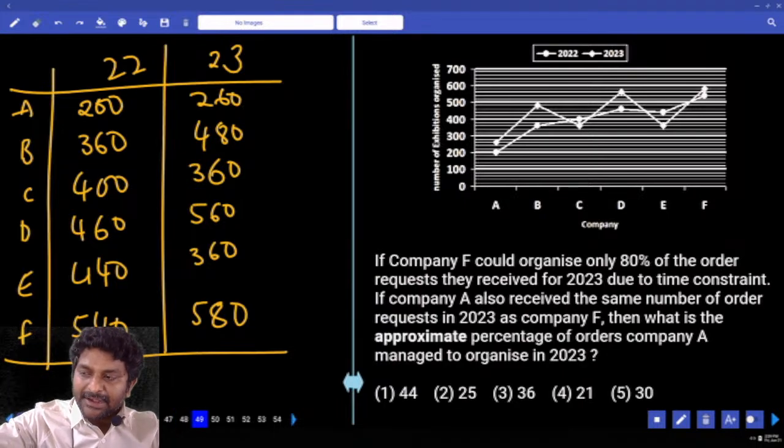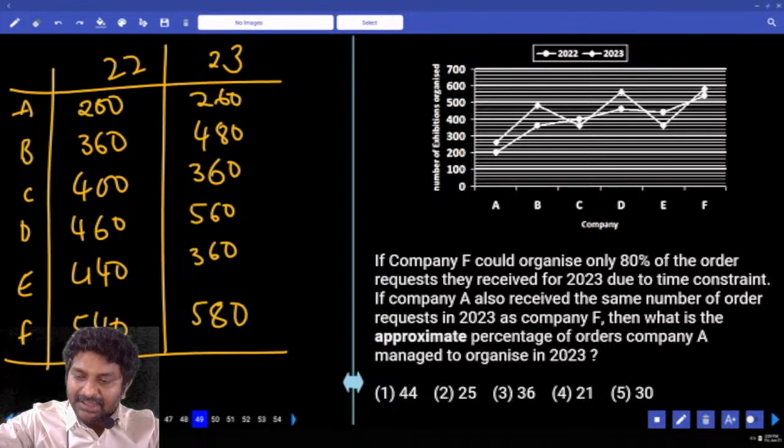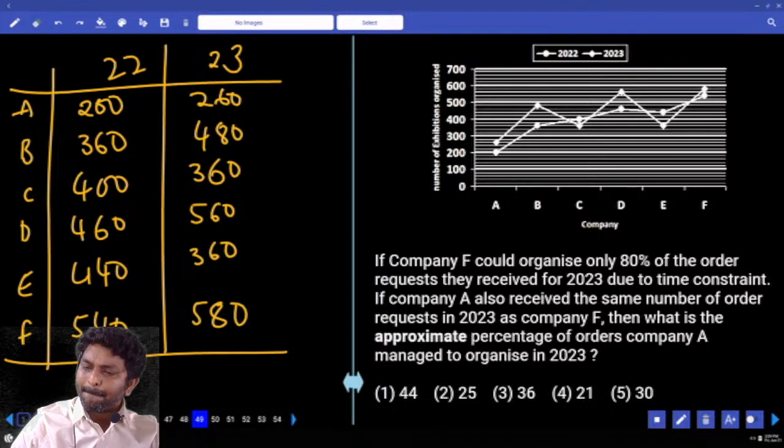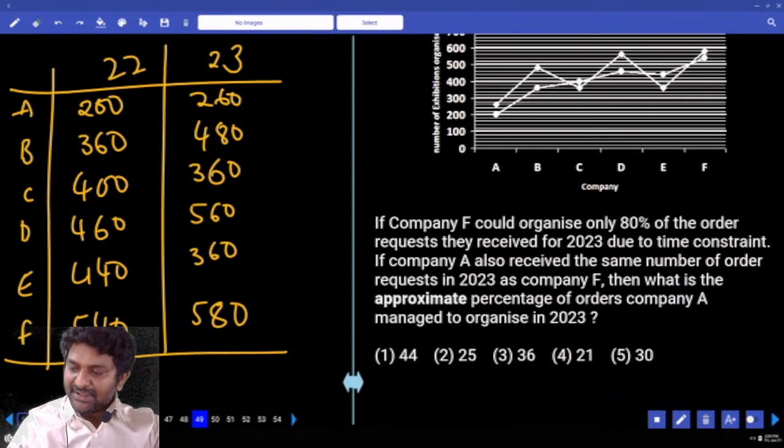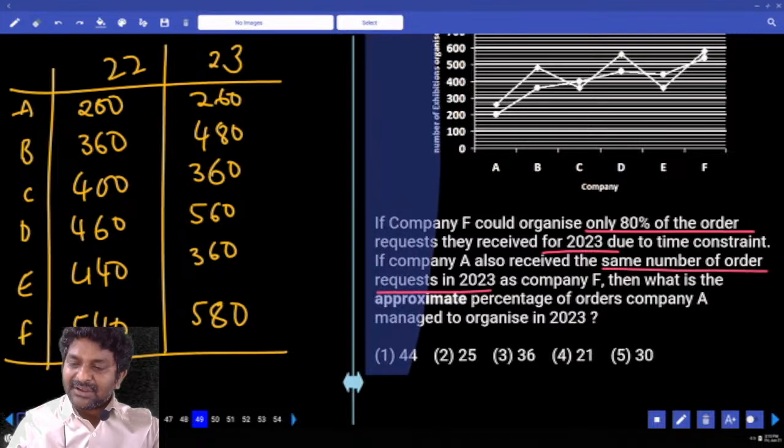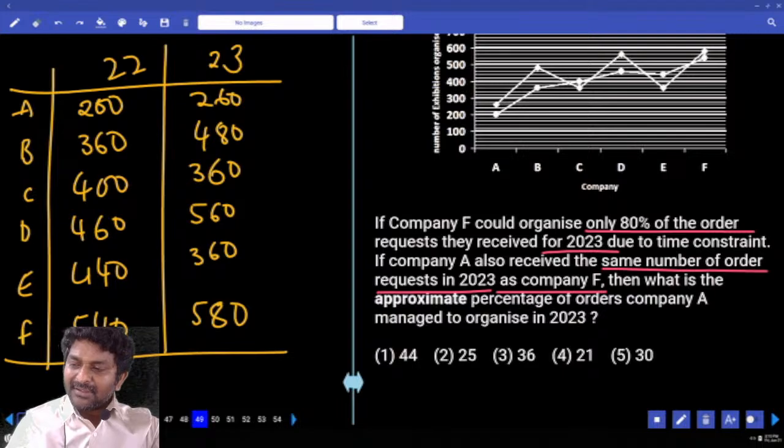If company F could organize only 80% of the order requests they received in 2023 due to the time constraint, and if company A also received the same number of order requests in 2023 as company F, then what is the approximate percentage of orders that company A managed to organize in 2023?